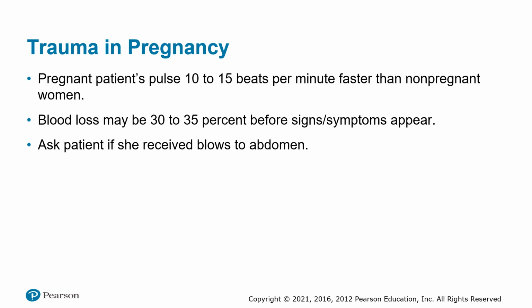If mom has some type of trauma, a pregnant patient's pulse is usually 10 to 15 beats per minute faster than in non-pregnant women. So their heart rate is going to be about 75 to 110, that normal range. Blood loss may be 30 to 35% before signs and symptoms appear, and ask if the patient has received any kind of blow to the abdomen.